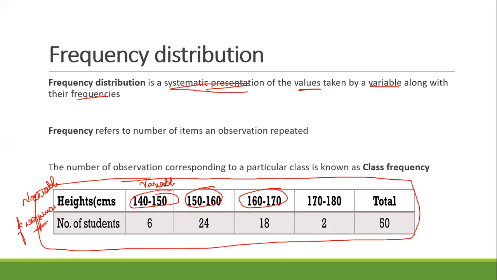So you take a particular value from these variables. For example, number of students, forget about that. Now 146, where will it come? It will come in this one. 172, where will it come? It will come in this one. So you take the values. Now all these are the values. You take these values from these variables.